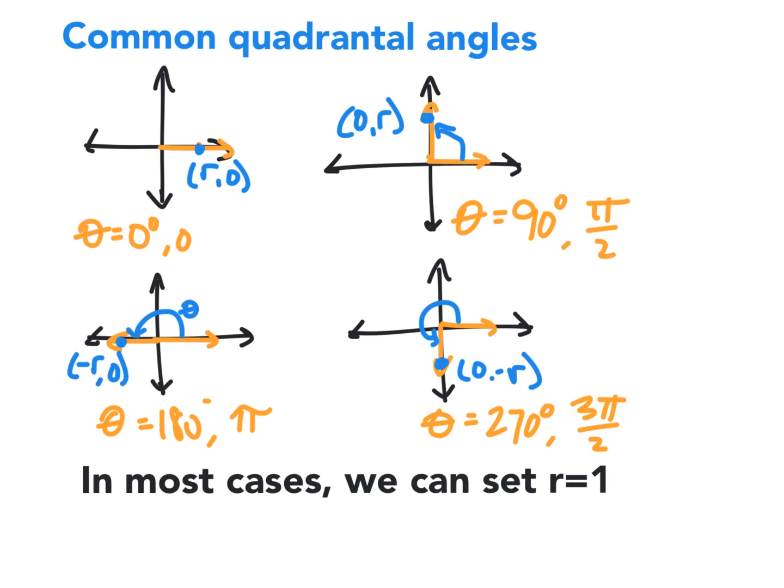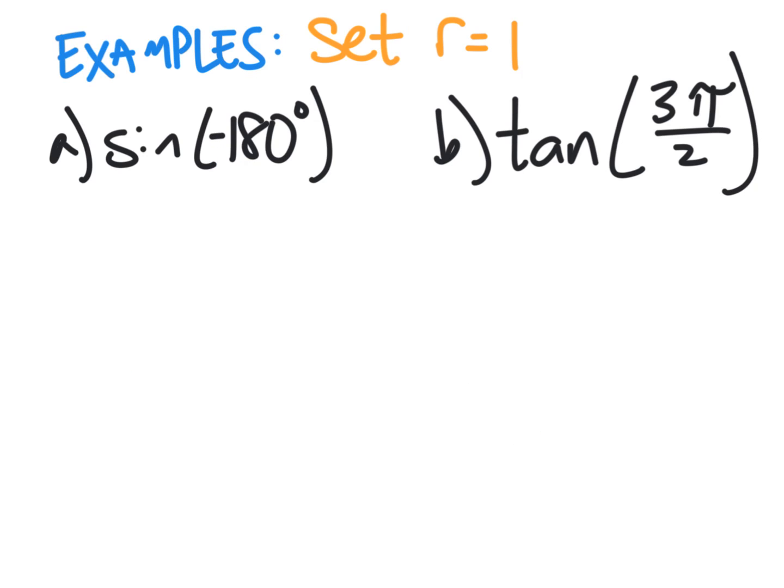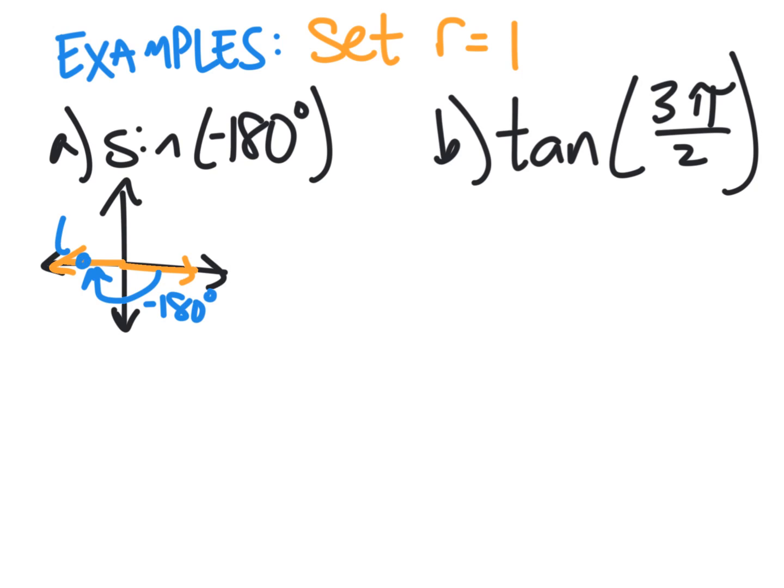Let me show you how this works. If you were to take the sine of -180 degrees, that is this angle right here going -180. I pick this r on the terminal side and set r equal to 1, so this would be at (-1, 0). Since sine is just y over r, the y was 0 and the r was 1, so the sine of -180 is 0.